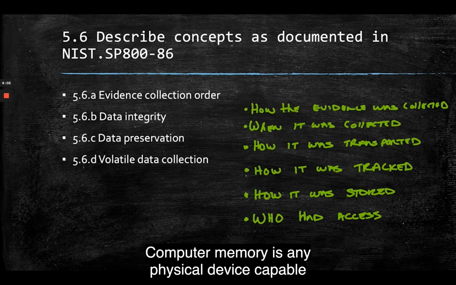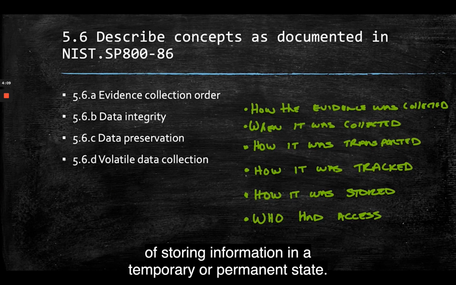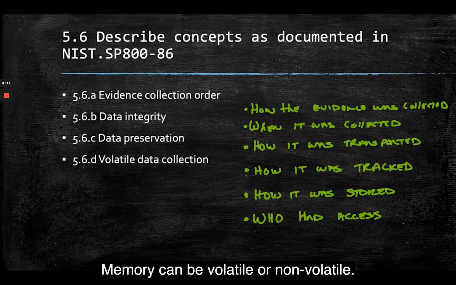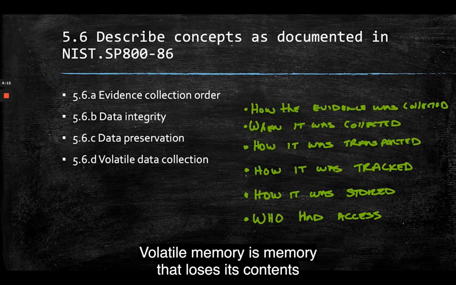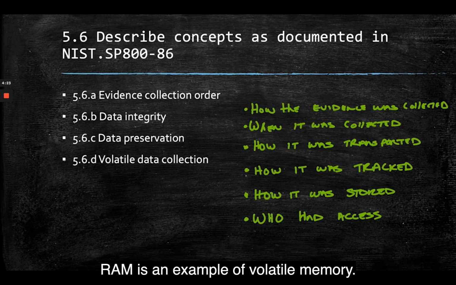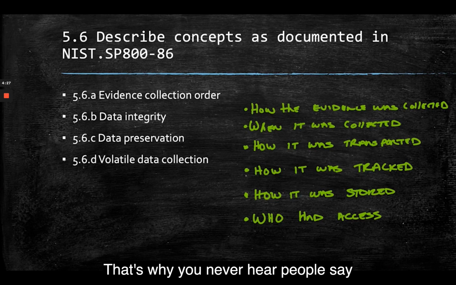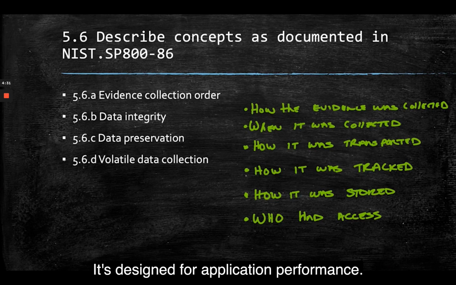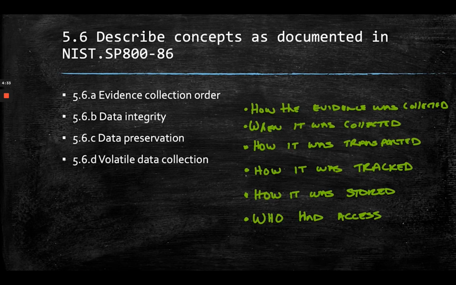Computer memory is any physical device capable of storing information in a temporary or permanent state. Memory can be volatile or non-volatile. Volatile memory is memory that loses its contents when the computer or hardware storage device loses power. RAM is an example of volatile memory. That's why you never hear people say they are saving something to RAM. It's designed for application performance.